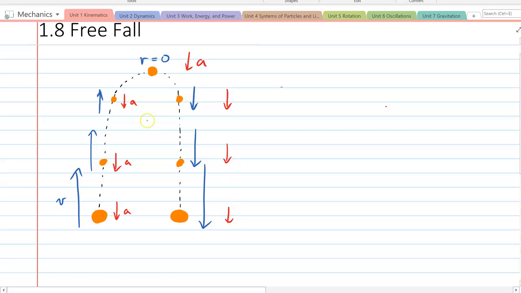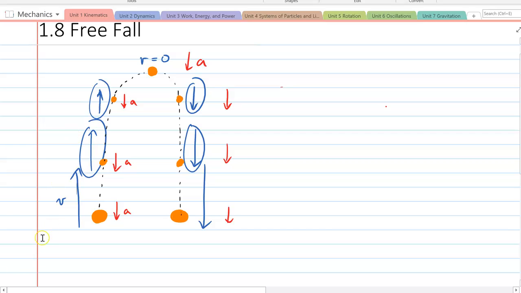One thing to notice is that this and this have the same size. I drew them on purpose with the same length, but they're in opposite directions. So it's symmetric in that way. This is symmetric to this, but just in the opposite direction.